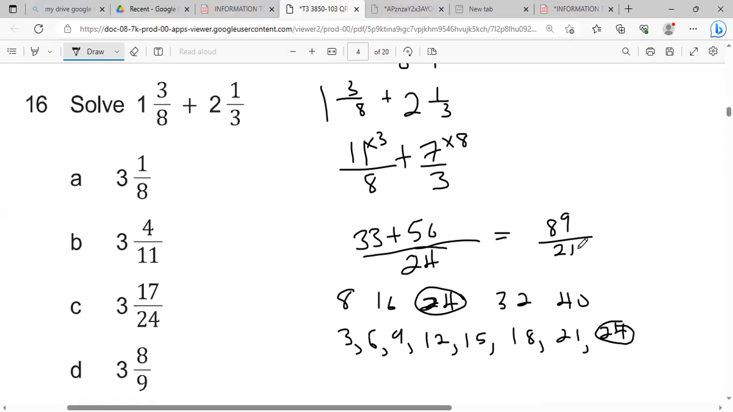Now clearly we can see that it's an improper fraction. So we have to convert it. We can say 24 into 89. How many times? 24 and 24, 48. So we know we can get at least 3 out of it, right? So 3 times 24, that's 72. So 89 minus 72. We're searching for the remainder now, which is 17. So that gives us 17 out of 24. So our answer would be C in this case.